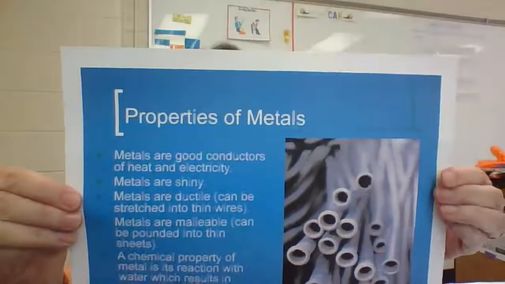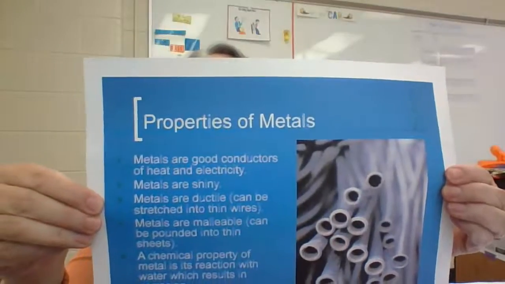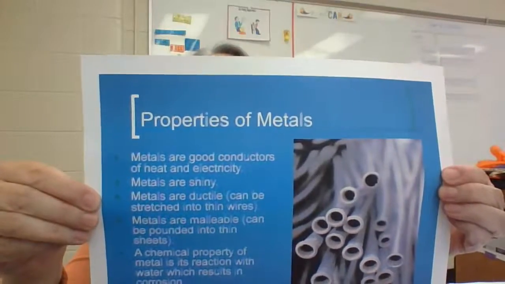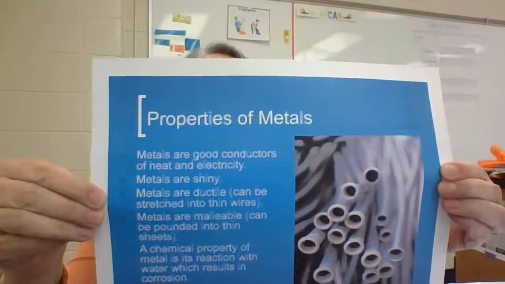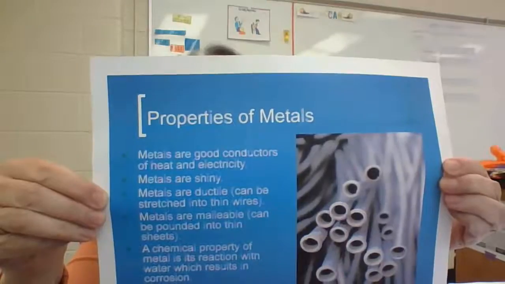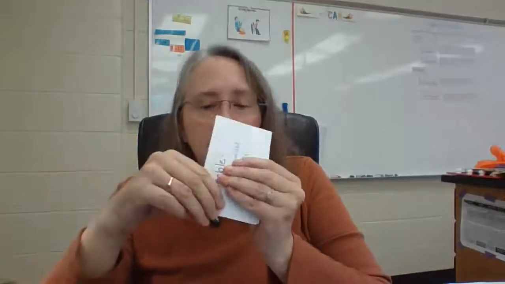And a chemical property of metals is reaction with water. So corrosive. If you get certain metals wet, they break down. And we're going to get back to that in a minute. But here are two properties of metals that you need to know about and what they mean.